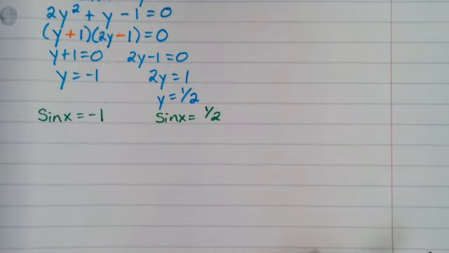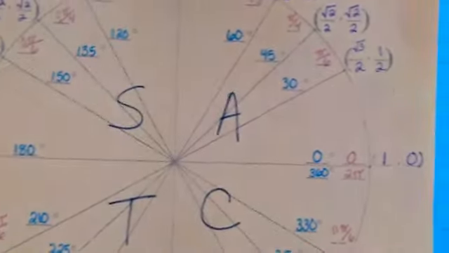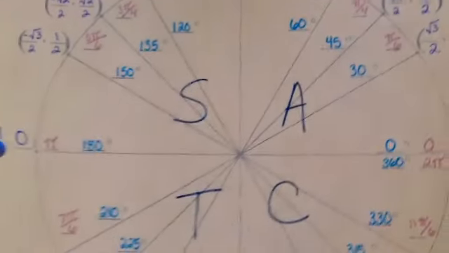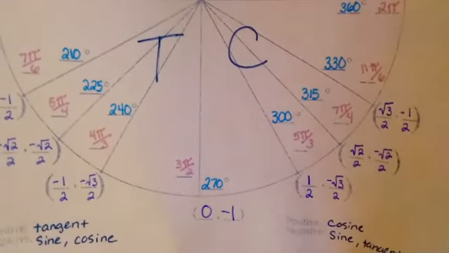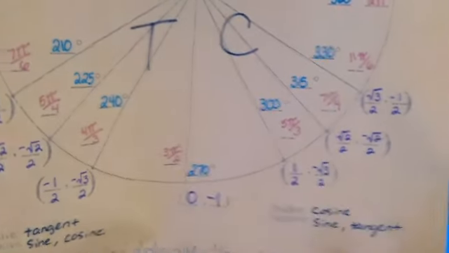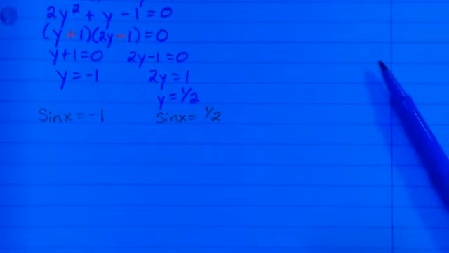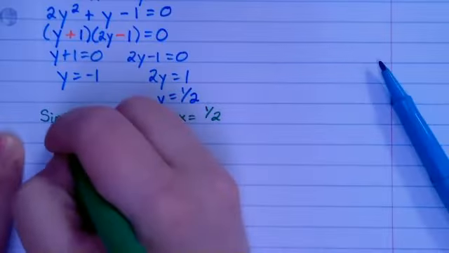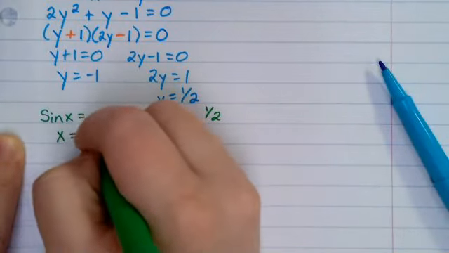Well, I'm going to look at my unit circle here. Where is sine -1? I want to know where my y is -1. So you can go all the way around the circle. Where is my y -1? Oh, here it is, at 3 pi over 2. Okay, so sine is -1 if x had been 3 pi over 2.